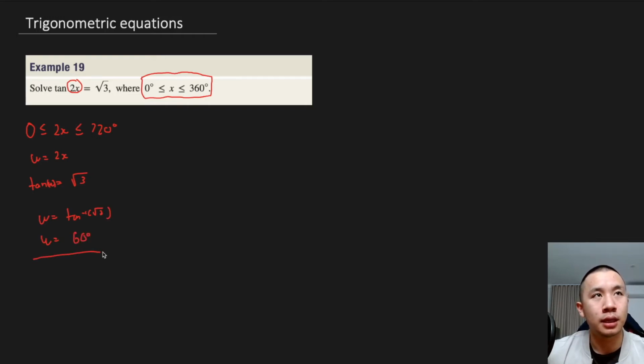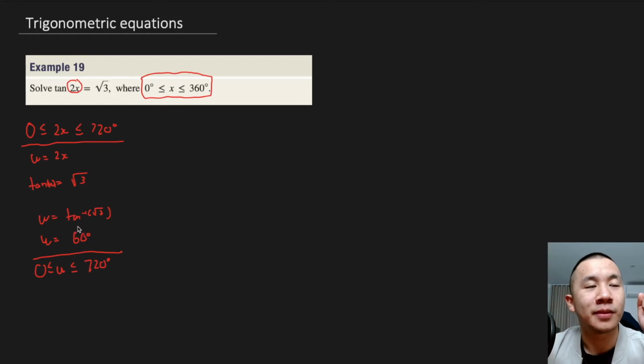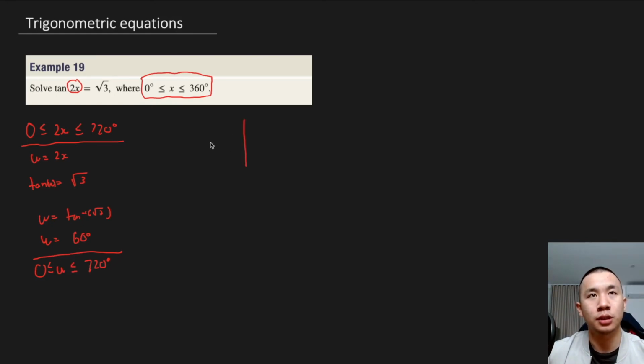Now, here's another thing. I'm just going to separate the working out here. I know that u must take on these values because u is equal to 2x, and so I just subbed it in there. Now, you need to figure out what u can also be equal to. u is not just 60. u can be within these values, between 0 and 720. So I need to find out all those values, which is what I'm going to be doing.